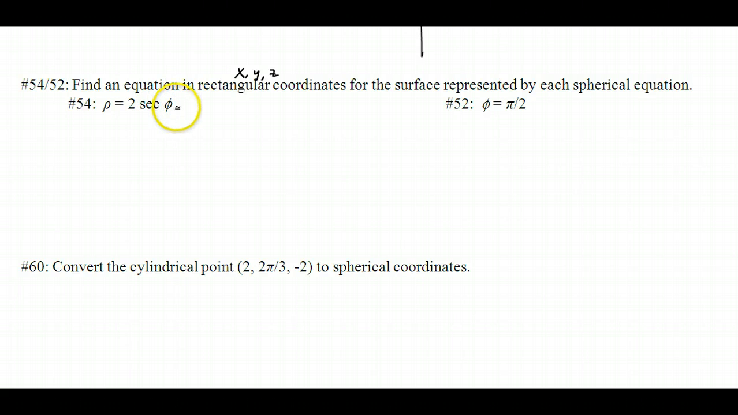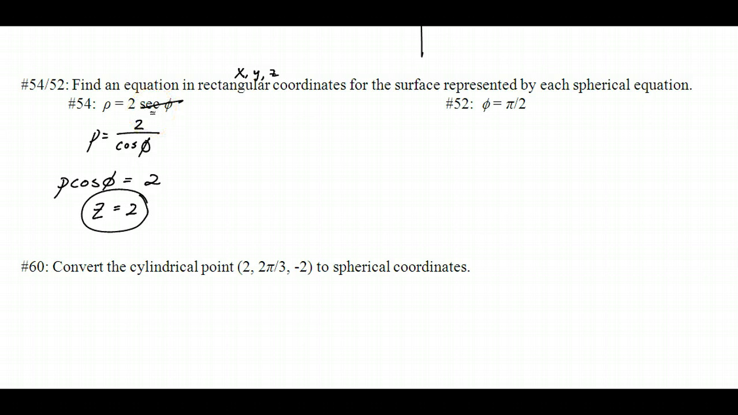And what you can do to get rid of it is say, well, I don't want secant. I'm going to say that rho is equal to 2 divided by cosine phi. And usually that's kind of a hint on what to do. And then we have rho cosine phi equals 2. Well, we know that rho times cosine phi is equal to z, so z is equal to 2. So if you see secant or cosecant or cotangent, usually try to rewrite that, and that's kind of a hint on where to go.